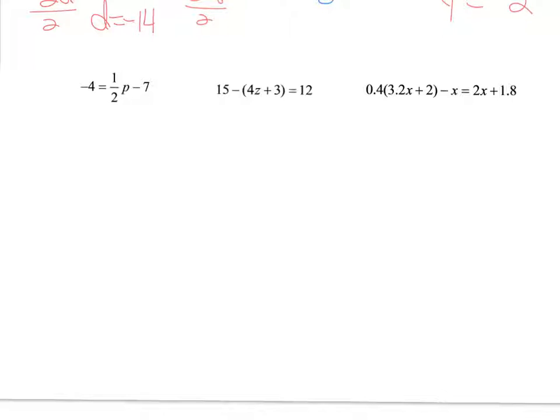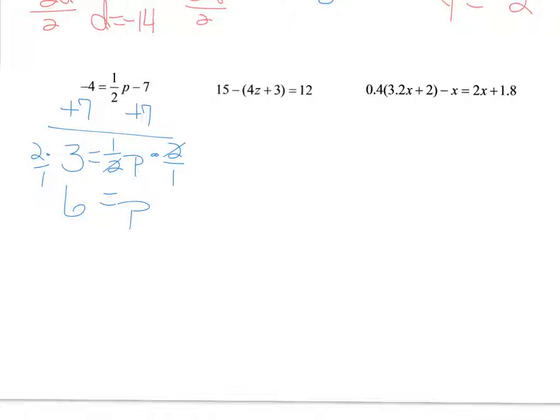Next one. This is just a two-step equation. Remember, when we have a two-step equation, we save that variable to the very end. We take care of this minus 7 first. We're going to add 7 to both sides. Negative 4 plus 7 is 3. 3 equals 1/2 p. When I have a fraction in front of a variable, I multiply both sides by the reciprocal, which is 2 over 1. That cancels, and p is 6. Okay? So that's a positive. That would go in the solutions greater than 0.